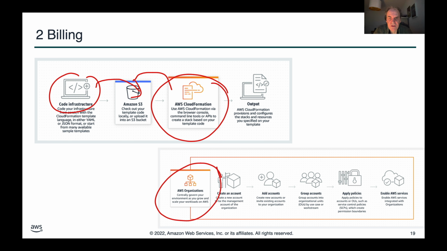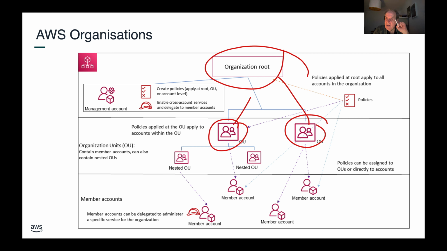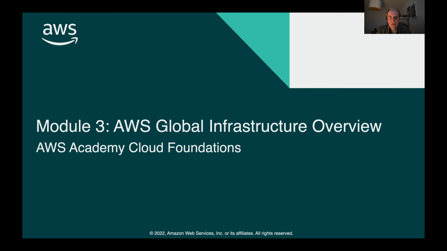AWS Organizations allows you to create your account, add accounts, and group things together, apply policies to them, and obviously to be able to enable our services. So this is an example here of our root organization, and then we have several organizational units which are added, and with this we then have a policy which is applied to each of the organizational units, possibly for billing and so on. Okay, so that was billing.